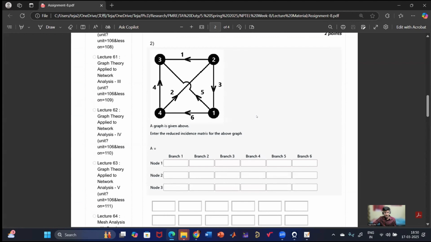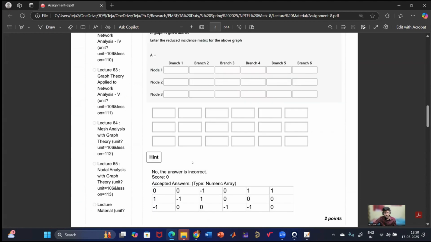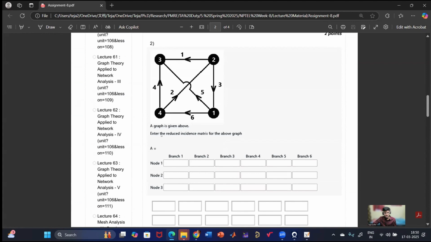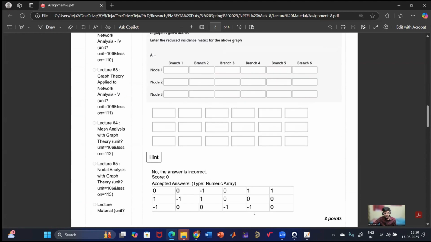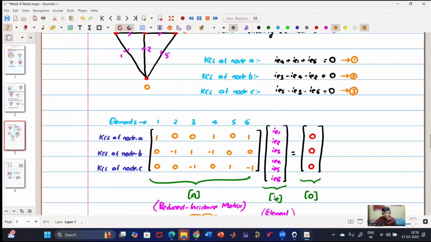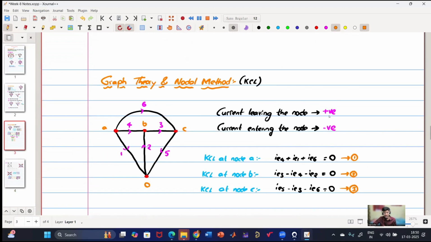So everyone should be very careful while entering this answer because it is binary. I'm not sure they'll give binary marks or not, but all the questions are simple once you know the concept. So A matrix, I hope everyone will be able to do in the assignment, and no one should make any mistake, because if you forget the convention, then it will be exactly opposite. So this is the convention everyone should follow.